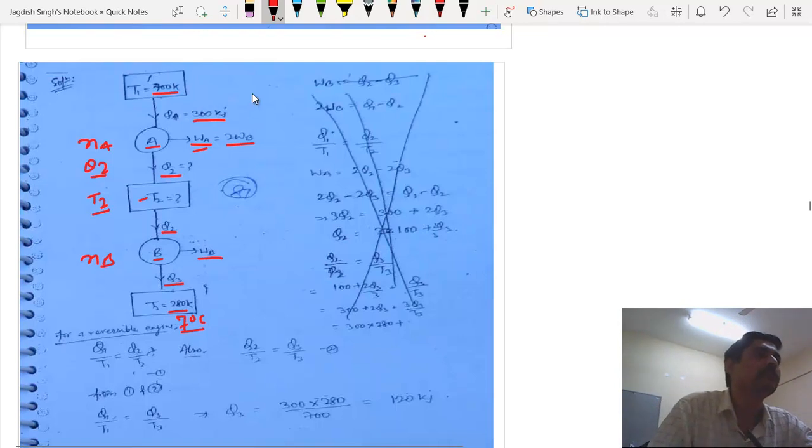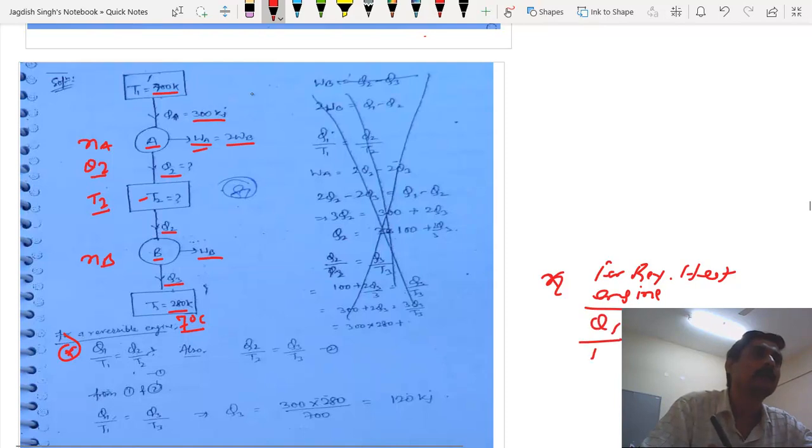Okay. For a reversible heat engine, we know that this is very important. Since engine A and engine B are reversible, and for a reversible heat engine, Q1 by T1 is equal to Q2 by T2, right? This Q1 amount of heat is received at temperature T1, and Q2 amount of heat is rejected at T2. Since engine A is reversible, Q1 by T1 is equal to Q2 by T2.